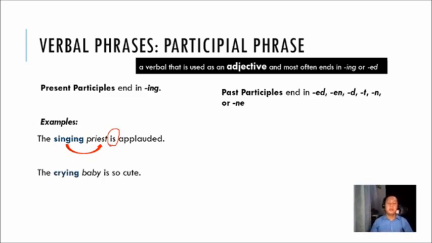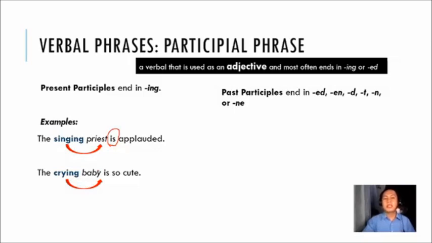Next example, the crying baby is so cute. Crying here describes the baby, like the dancing lady, the singing doctor, or it describes the noun next to it. Again, participles are placed before the other noun or pronoun for it to be an adjective. So in this case, the present participles singing and crying are placed before the nouns priest and baby, making them adjectives describing the next noun. Singing describes the priest, crying describes the baby.